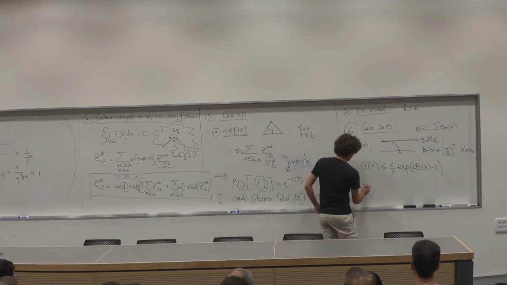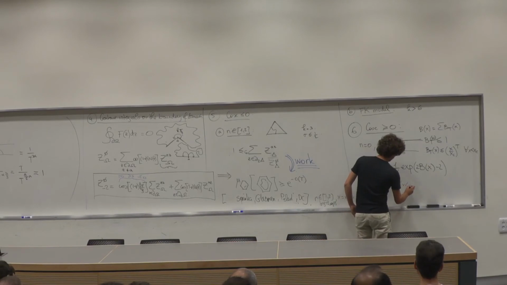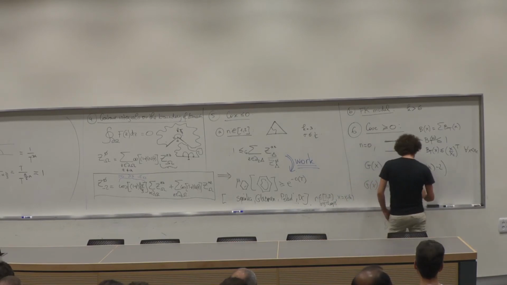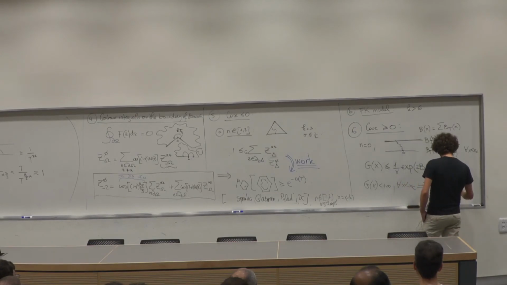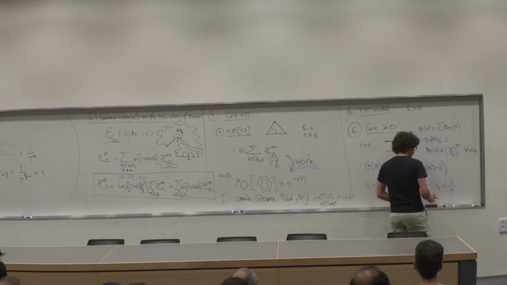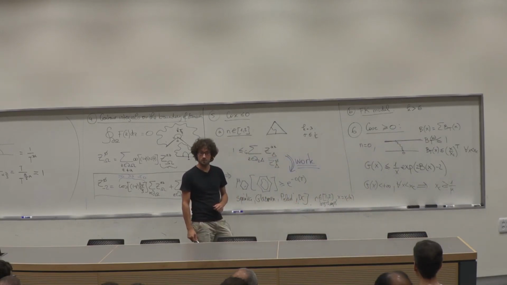So g of x is finite for any x smaller than xc. And that implies immediately that xc is larger or equal to... smaller or equal, I guess. No, larger, okay. So it's the other inequality. It gives you an upper bound on mu.